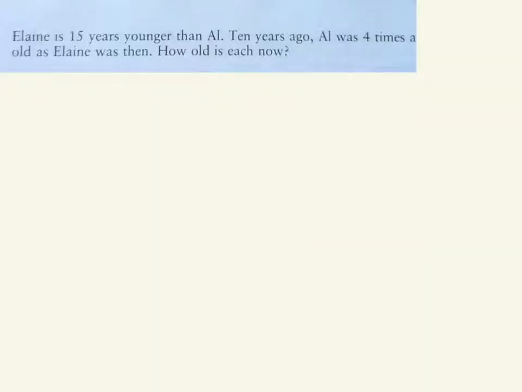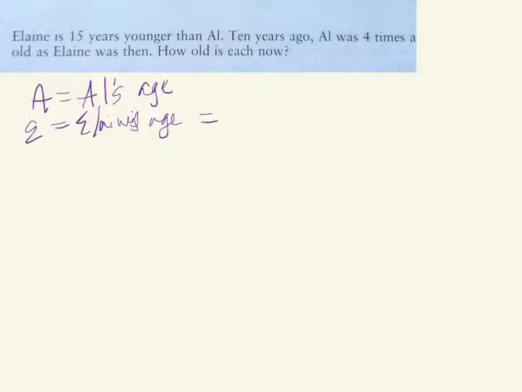Let's take a look at this one. Elaine is 15 years younger than Al. So obviously we have Al's age and we have Elaine's age. Okay, Al's age, A, and Elaine's age, E. So E equals 15 years younger than Al. That's Al's age minus 15. Make sure you don't think it's 15 minus A. No, it's 15 younger than Al.